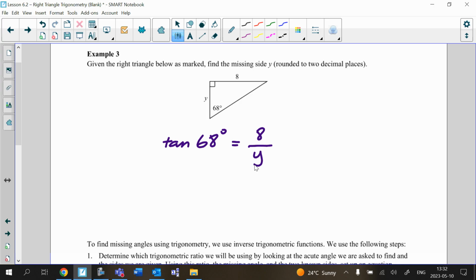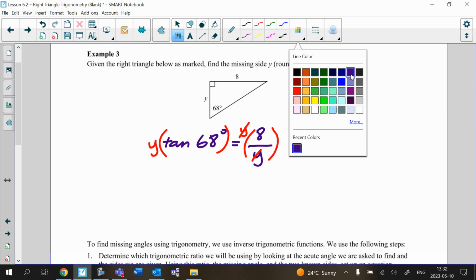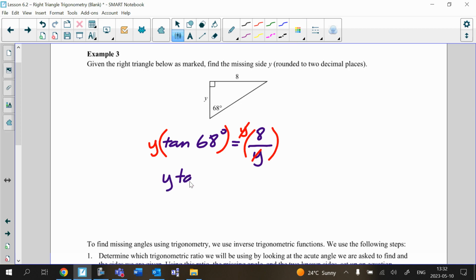But I still solve it the same way. I want to get rid of the fractions. So how do I get rid of a divide y? I times y. So I get y times tan 68 degrees equals 8. Notice I still don't have y by itself. There's a times tan 68 with it. So how do we get rid of a times tan 68? We divide by tan 68, and whatever you do to one side, you do to the other.